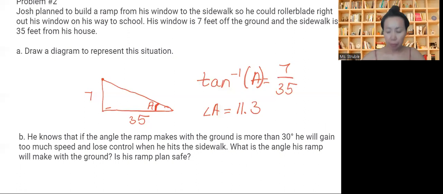So, is 11.3 degrees less than 30? Remember, if it is more than 30 degrees, then it is not safe. And we see that right now, with this angle, his ramp plan is safe because it's less than 30 degrees. So angle A is safe, right? Because it's less than 30 degrees.